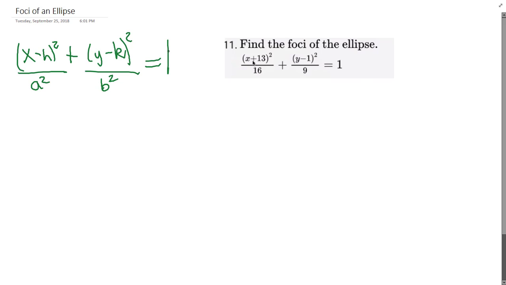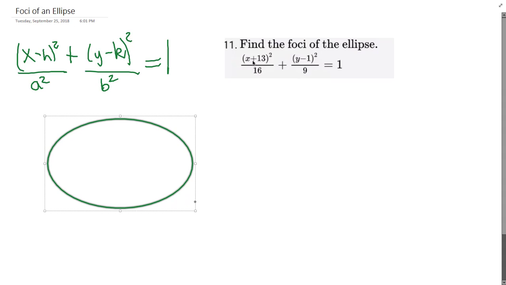And this is very useful because this a and this b tell us some useful information. In particular, let me draw an ellipse here. Here's an ellipse. The longest axis, in this case the x-axis, is called the major axis. Here we go, let's draw that line. We'll put it in the center. And the shorter axis is called the minor axis. In this case, it's the y-axis.